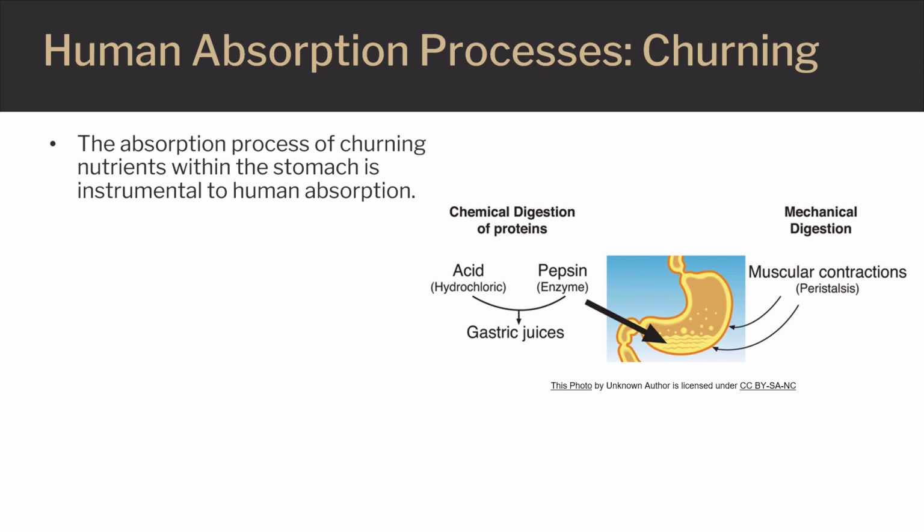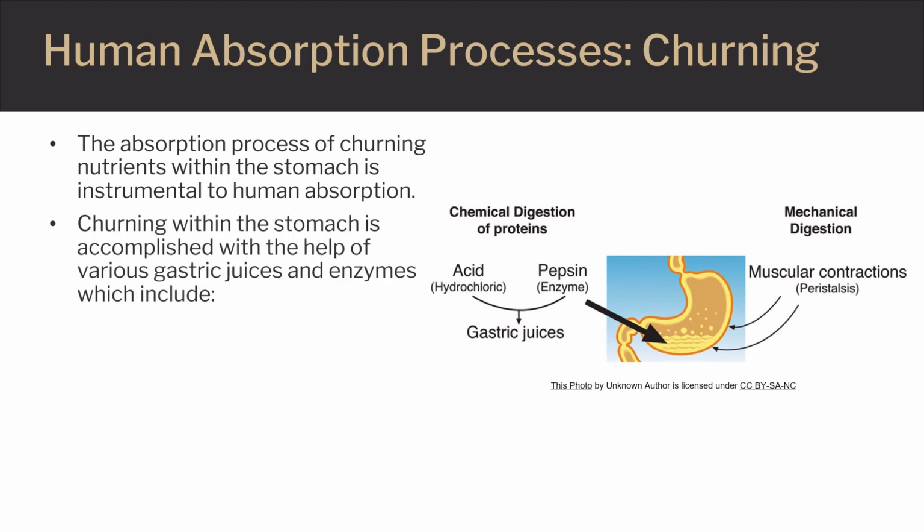The absorption process of churning of nutrients within the stomach is instrumental to absorption. Churning within the stomach is accomplished with the help of gastric juices, which include pepsin-renin, as well as the gastric enzymes of amylase, gelatinase, and lipase.